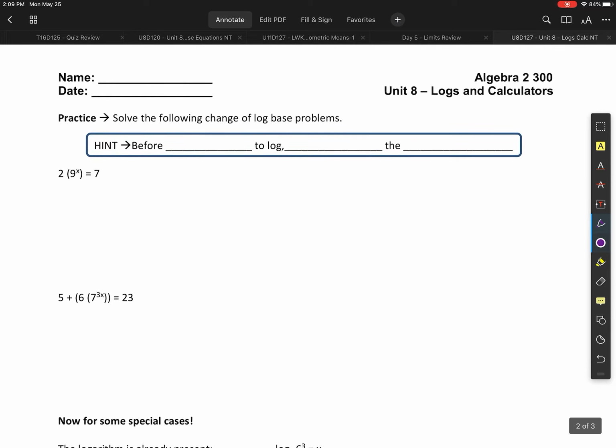And now with the problem we just looked at, before converting to logs, what we did before was we isolated that exponent piece. By doing that, we were able to work things out. Alright, so we divide by 2.